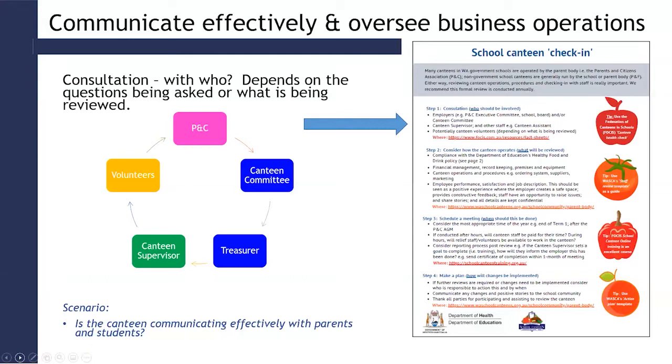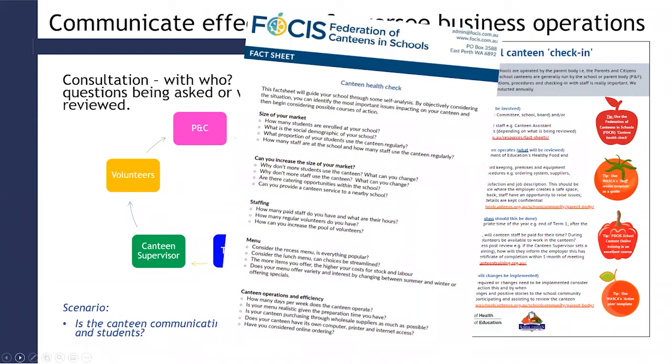But to start with, who would you consult with to see whether you are doing this effectively? I guess it depends on the question that's being asked. In this situation with the canteen communication, we would be focusing on probably all of the people that are in the Venn diagram there. So talking to the canteen committee about what they think communication should look like, talking to some volunteers, perhaps. They notice things in the canteen that people that work there every day just don't notice, and sometimes it takes fresh eyes to see things.